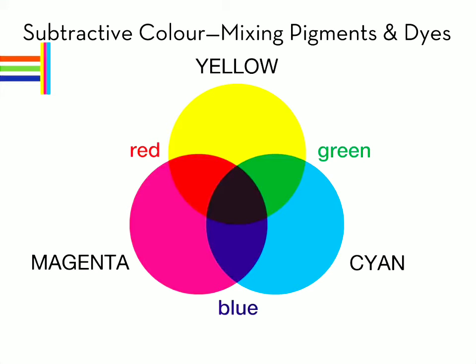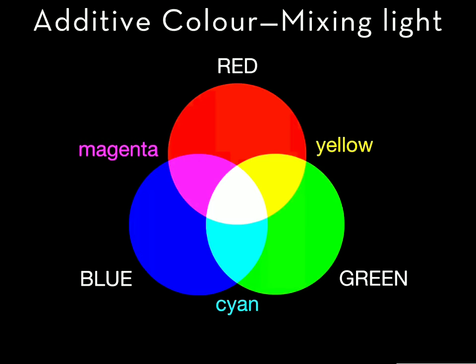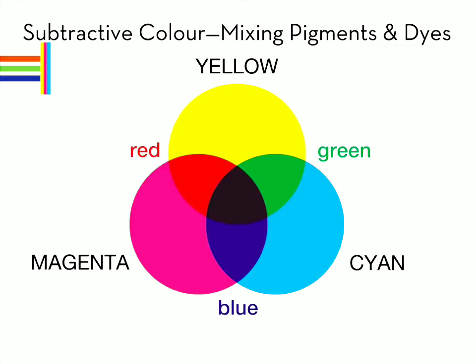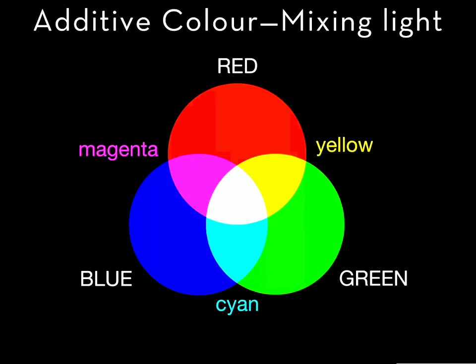Notice that the secondary colors derived from mixing any two of the primary subtractive colors are the same as the additive primary colors. Red, blue, and green are additive primary colors. Red, blue, and green are secondary subtractive colors. Yellow, magenta, and cyan are primary subtractive colors. Magenta, yellow, and cyan are secondary additive colors.